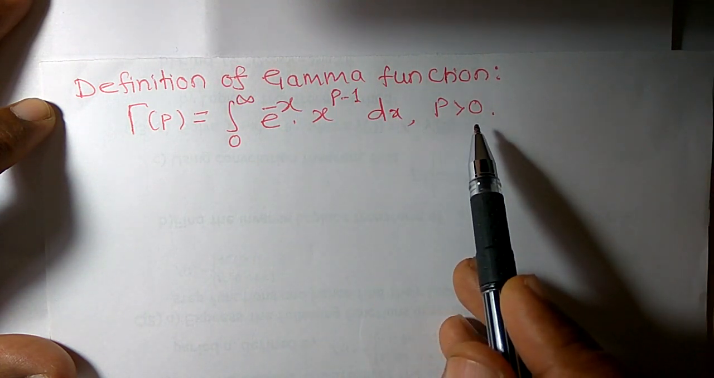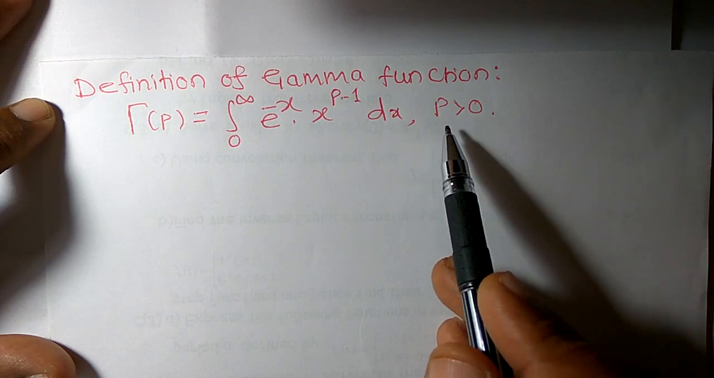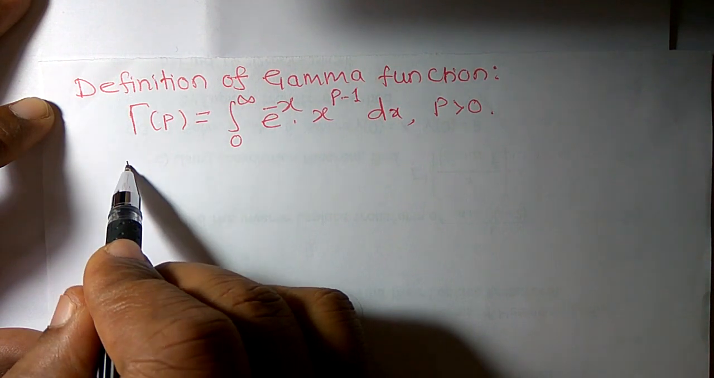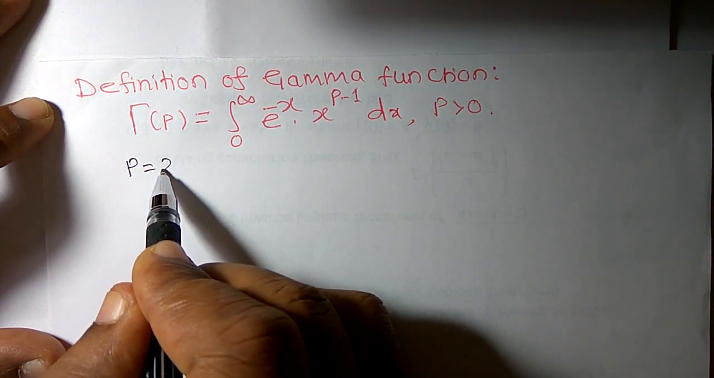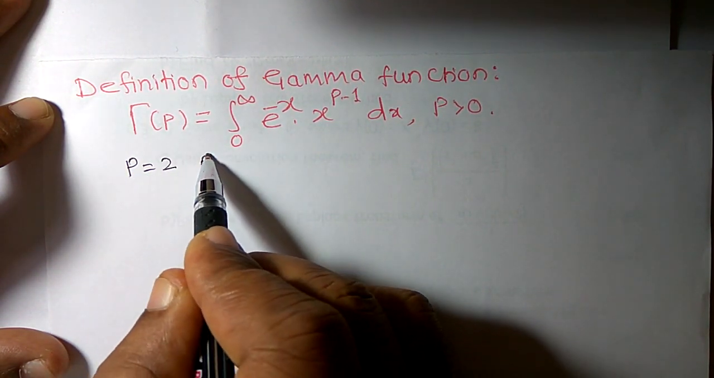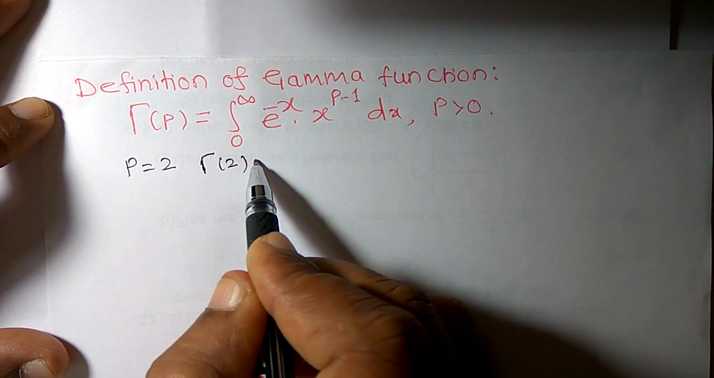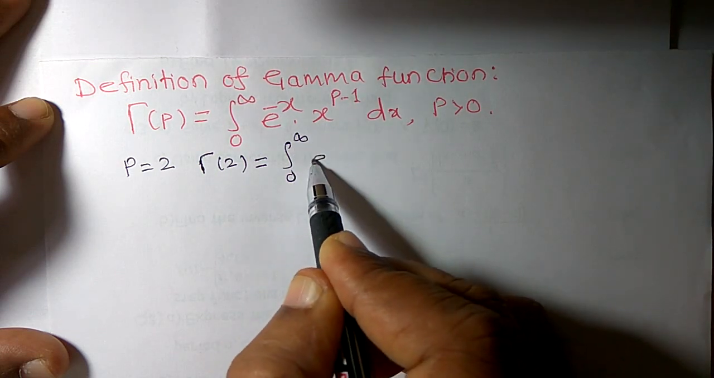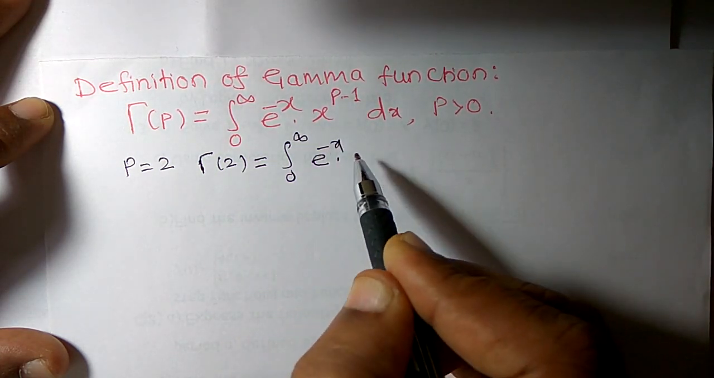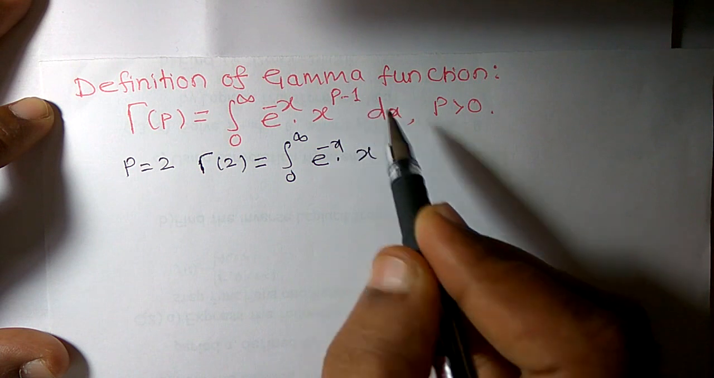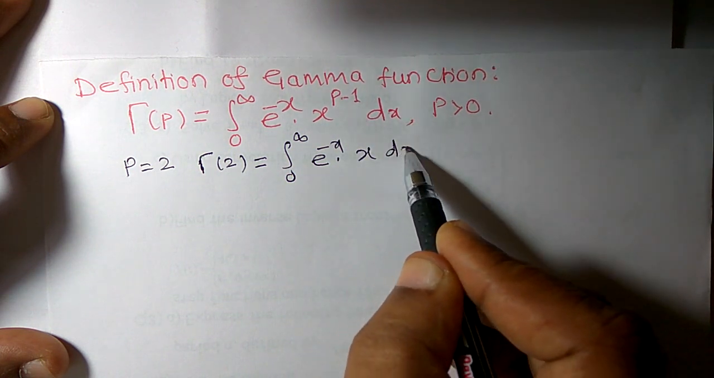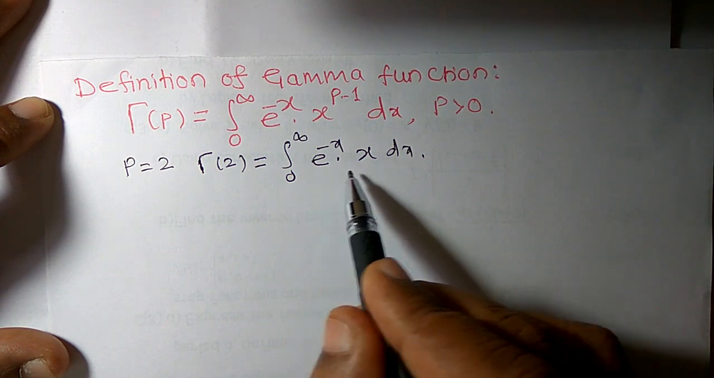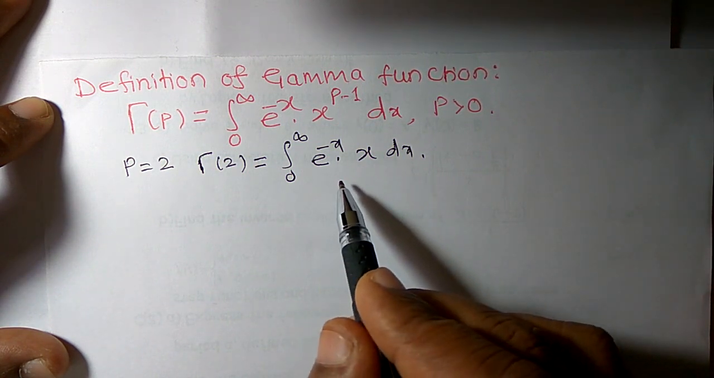So p may be greater than 0. It means you can take p is equal to any number. For example, I can take p is equal to 2. Then I can find out the value of gamma of 2. So integration of 0 to infinity e to the power minus x into x to the power 2 minus 1, means 1, into dx, right? So it is a product of two functions.